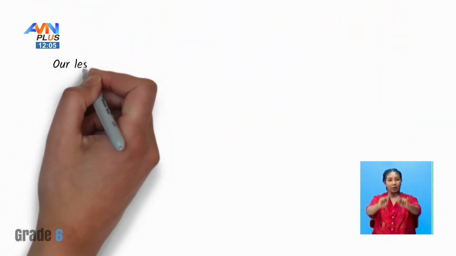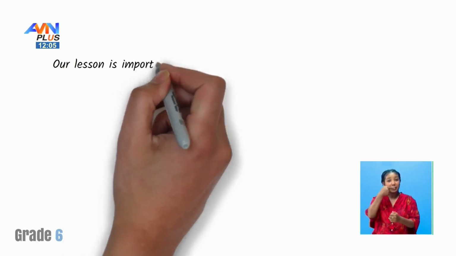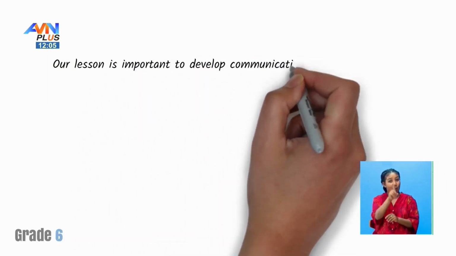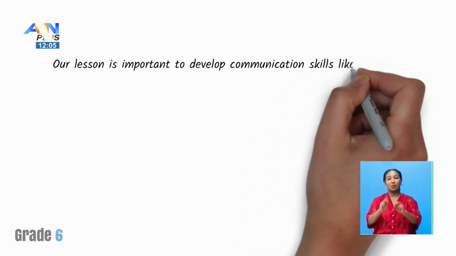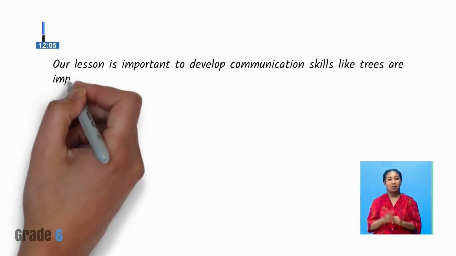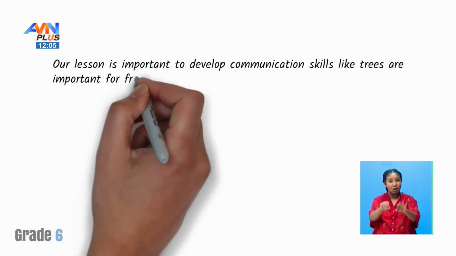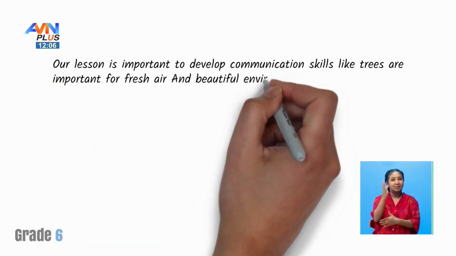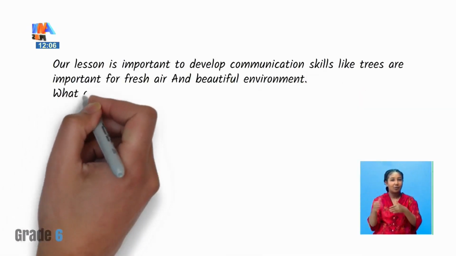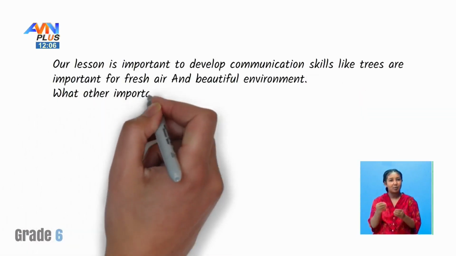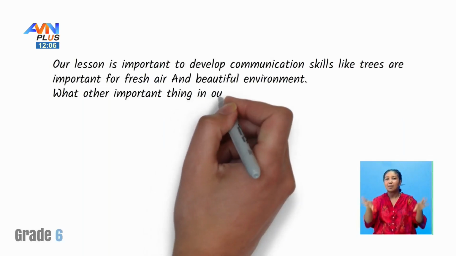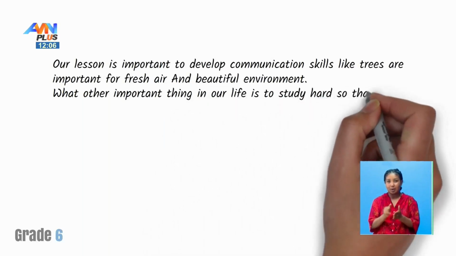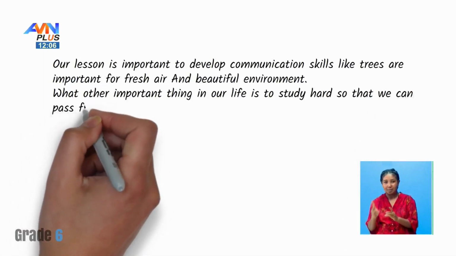Okay. Now, let me read a short paragraph for you, and then I will ask you a question. All right? Okay. Here it goes. Our lesson is important to develop communication skills, like trees are important for fresh air and a beautiful environment. Another important thing in our life is to study hard so that we can pass from grade 6 to grade 7 with excellent grades.